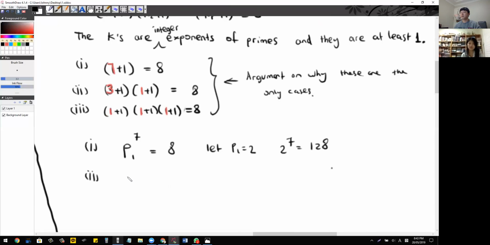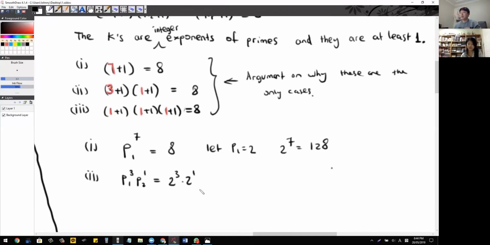That's P1 to the power of 3 times P2 to the power of 1, right? So just make it equal to 2 to the power of 3 times 2 to the power of 1, right? Yeah. We'll go for the smallest one. Wait, but then didn't they have to be different primes? Oh, they have to be different. That's right. Very good.